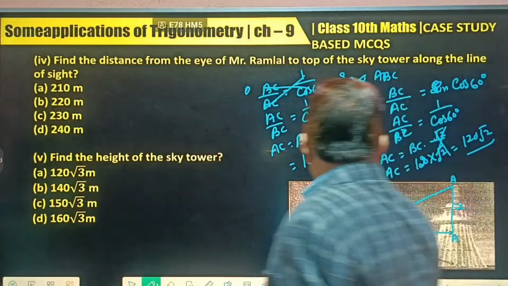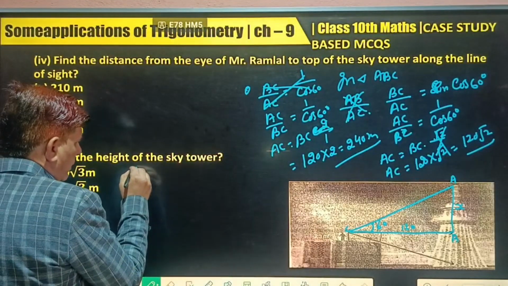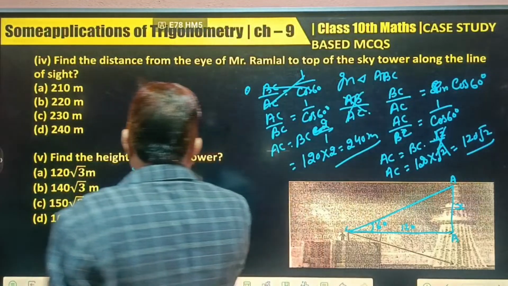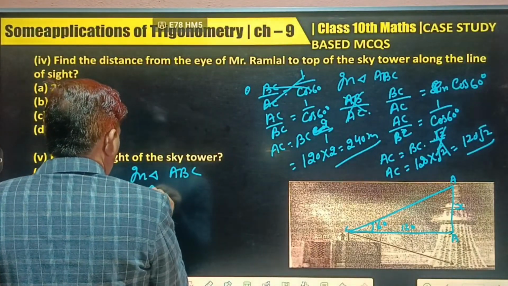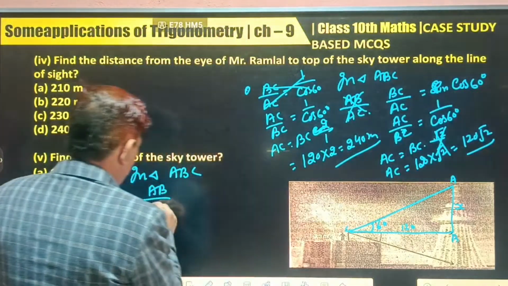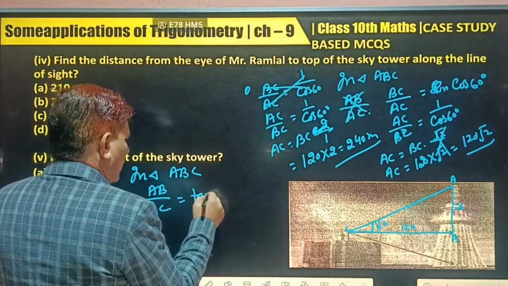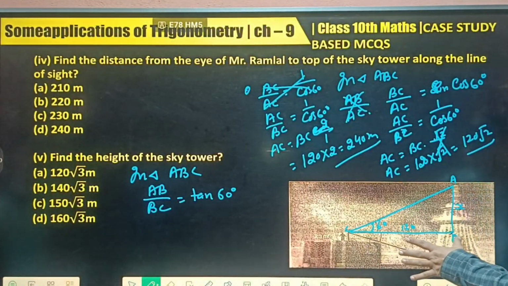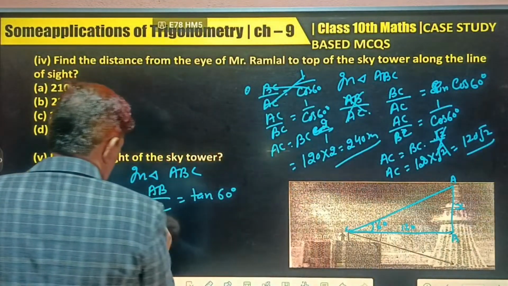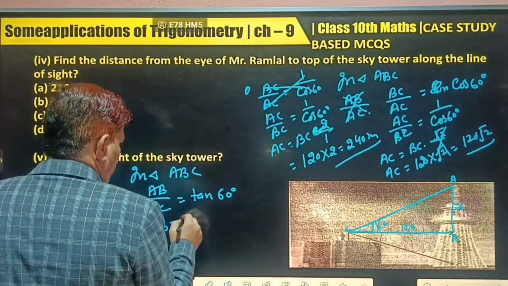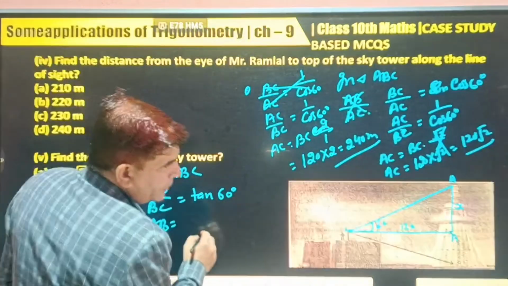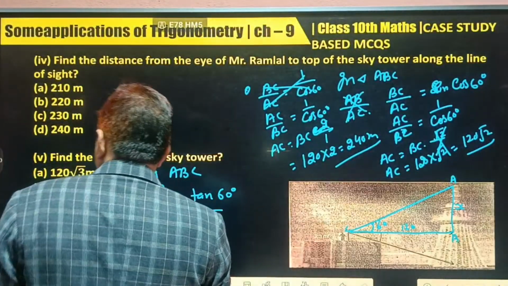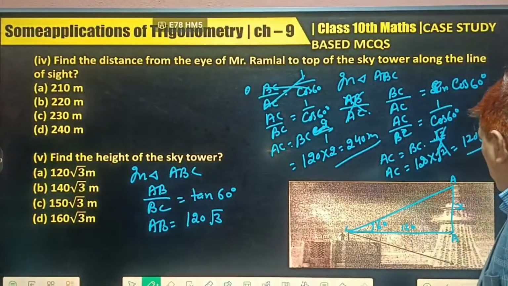So in triangle, which triangle? ABC. In ABC, AB by BC is how much? Tangent 60 degree, perpendicular by base. And what you have to find out? AB. So AB is equal to BC tan 60. BC is how much? BC is 120 under root 3. But what do we have to find out?